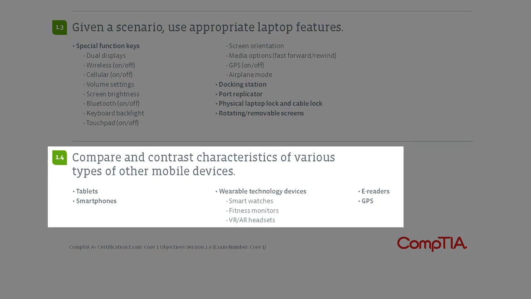Here at 1.4 it says, compare and contrast characteristics of various types of other mobile devices. So smartwatches and virtual reality headsets and e-readers. So a question like this isn't really expecting you to know how to configure or set up something. It's basically going to make sure that you understand what a smartwatch is capable of doing. What do we expect an e-reader to do? So not only do we understand e-readers, we need to make sure we understand what an e-reader actually does. So it's helpful.